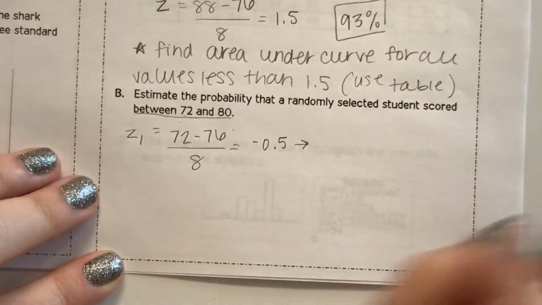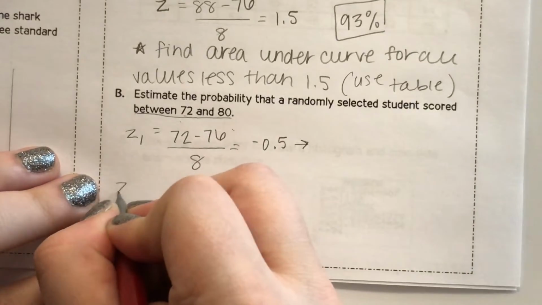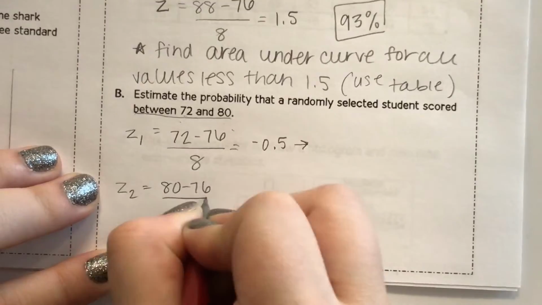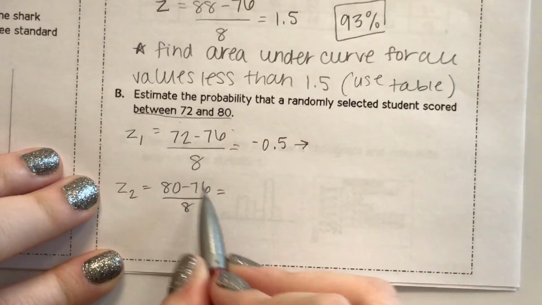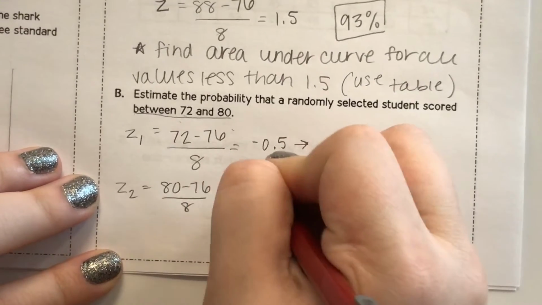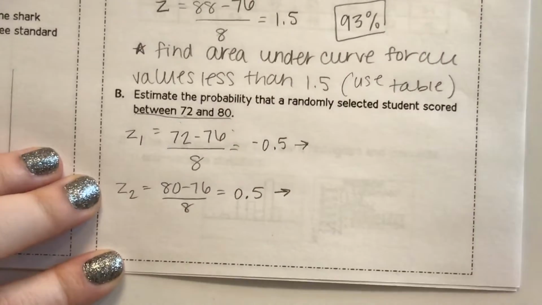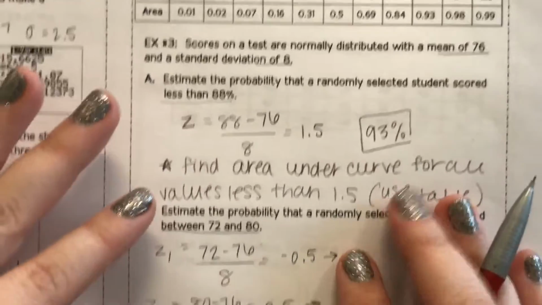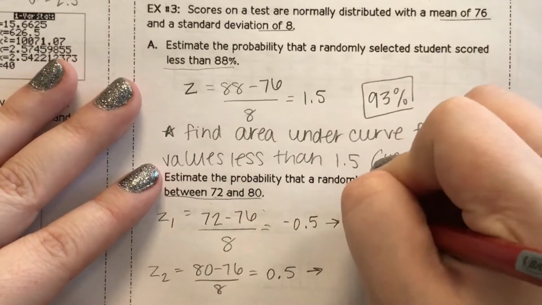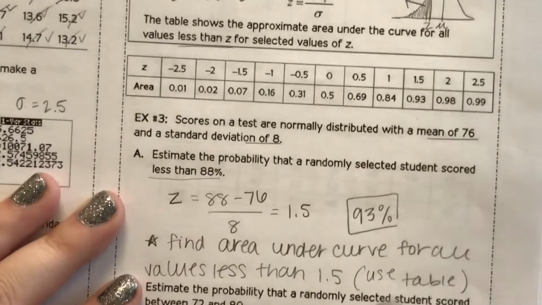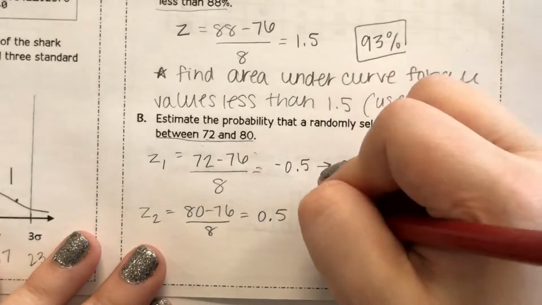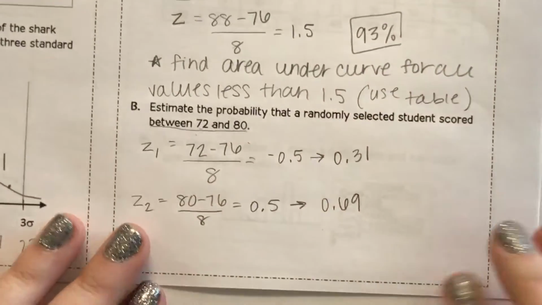And we'll come back to the area on that one. Z2, we're going to test 80. So 80 minus 76 over 8. Well, 4 divided by 8 is positive 0.5. Okay, so let's use the table. Find negative 0.5 right there. That area is 31%, so we'll go 0.31. Okay, now find positive 0.5, 69%. Well, what are we going to do with those two values?